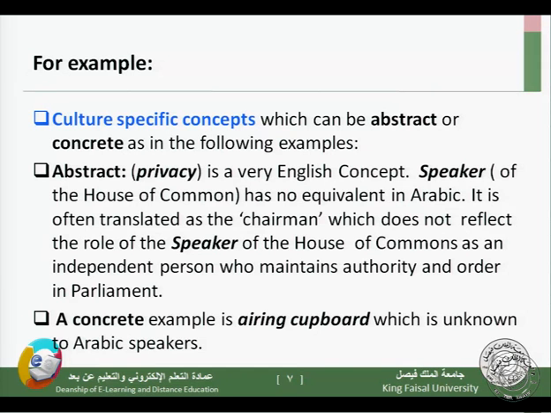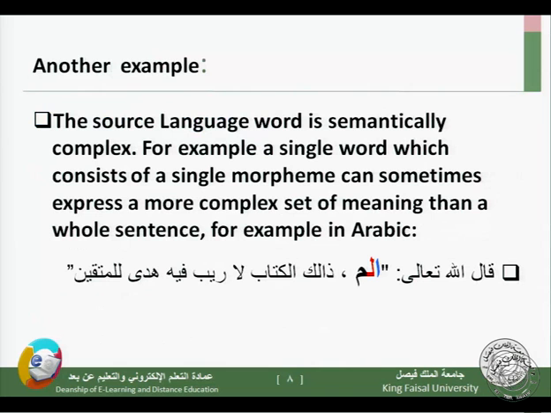Now, a concrete example. This is very, very difficult to understand. And honestly, if you don't live in England, you wouldn't be able to understand what we mean by airing cupboard. Now, to cut a long story short, an airing cupboard is a cabinet or a closet in the house. It's a warm place where you put newly washed clothes, like towels, to air them. Every house has an airing cupboard. How would you translate this? This is a concrete concept. So I leave it to you again. Okay, this is one example. Another example.